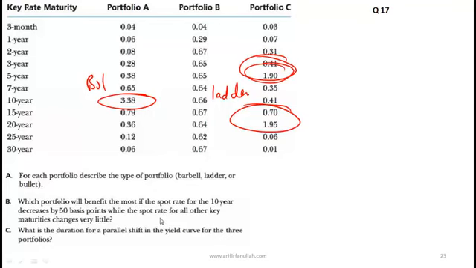spot rate for all others, so A will clearly benefit. What is the duration for a parallel shift? Now these were actually durations. So if you notice that if you add all these up, you will get the same number. You can look at the answer. I think it's about 6 point something. So if we have a parallel shift, then the impact is the same across all three.